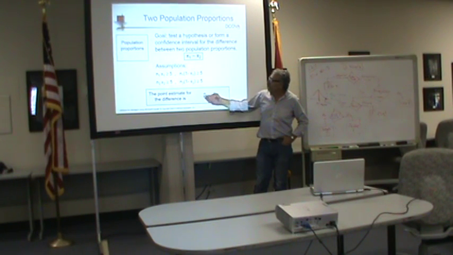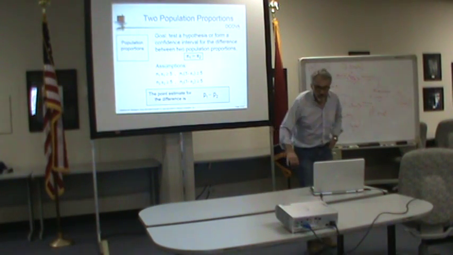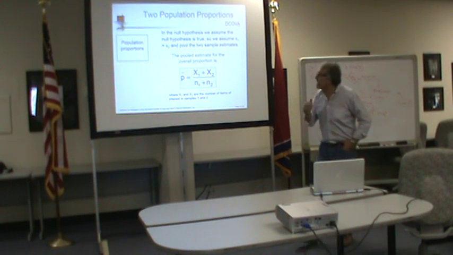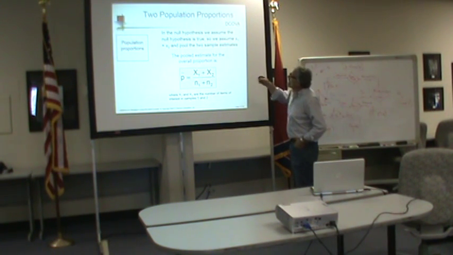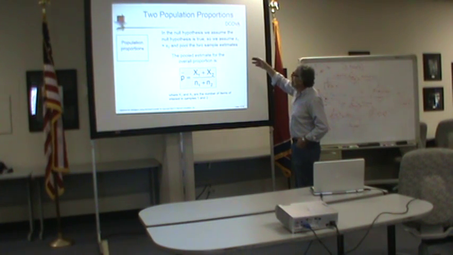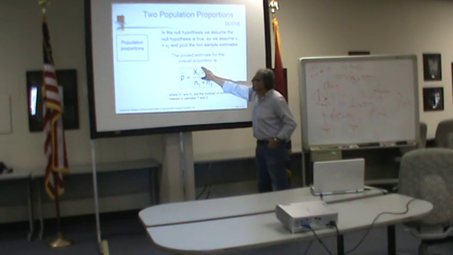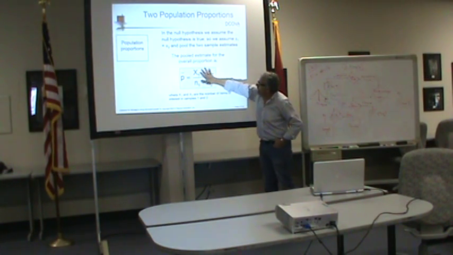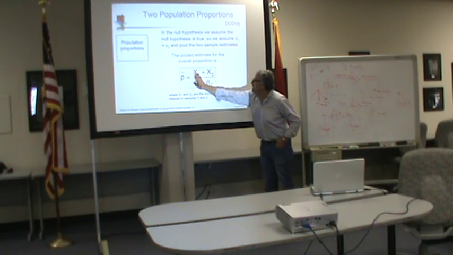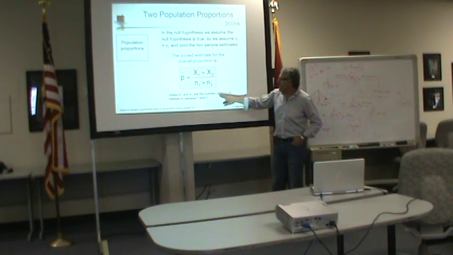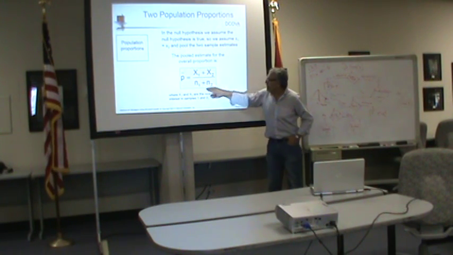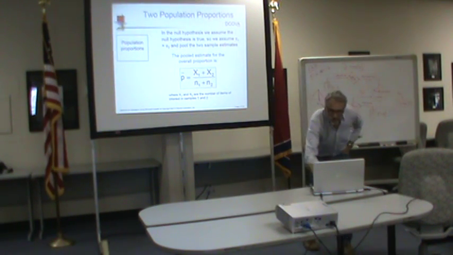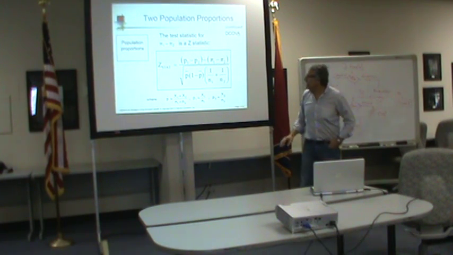And so we're going to ask ourselves, let's compare the difference in the proportions between the first sample and the second sample. Let's see the null hypothesis. It's going to be that they're equal. We can pool the two samples. The pooled estimate for the overall proportion is this. Normally we would have had one proportion and the other one, and we're putting the two together: X1 plus X2, the number of items of interest in samples 1 and 2, over the total number of samples. Okay, and here's our statistic.